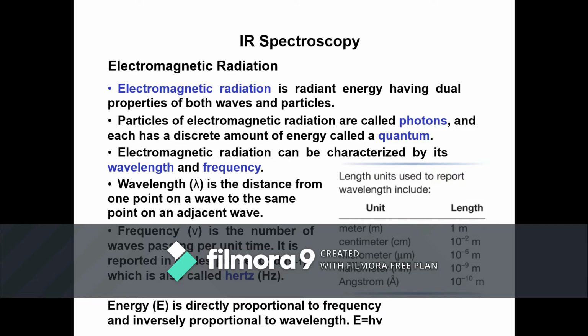Wavelength, represented by the letter lambda, is the distance from one point on a wave to the same point on an adjacent wave. Frequency is the number of waves passing per unit time. It is reported in cycles per second, or seconds to the -1, which is also called hertz. Energy, or E, is directly proportional to frequency and inversely proportional to the wavelength.